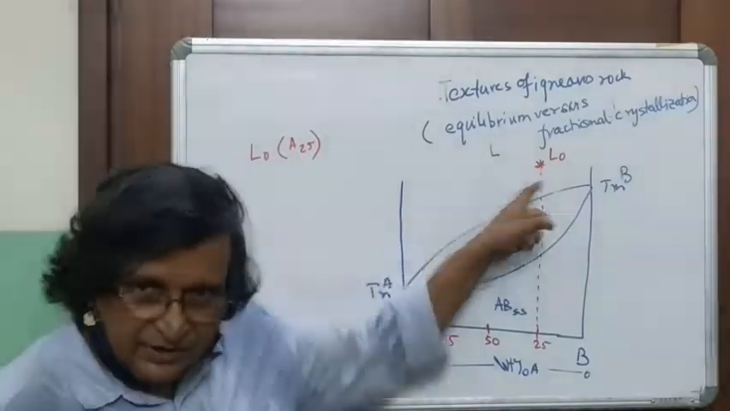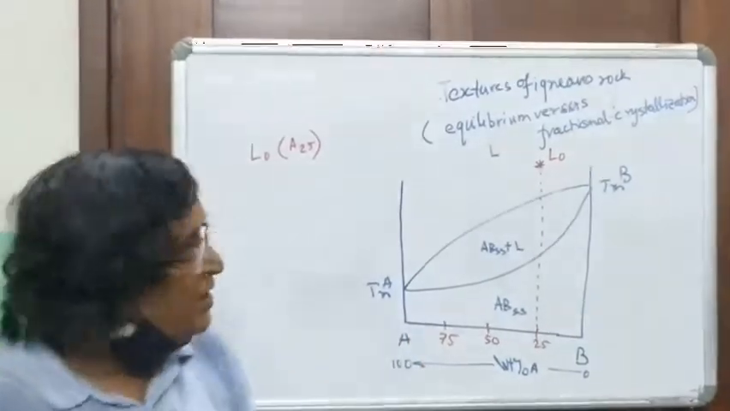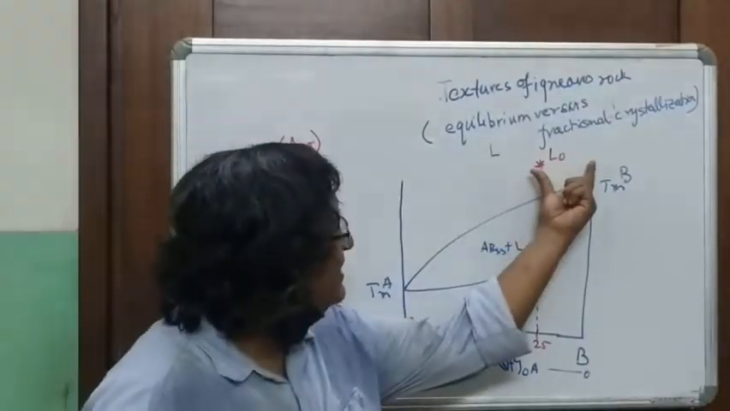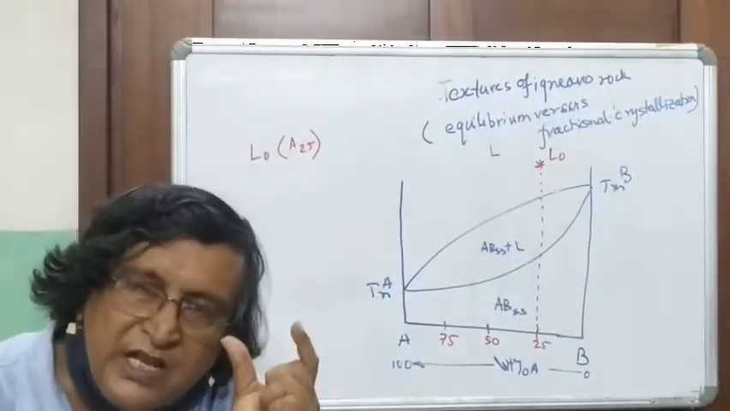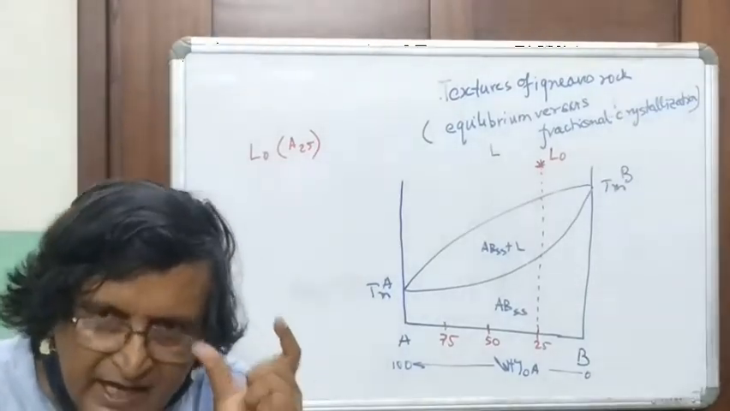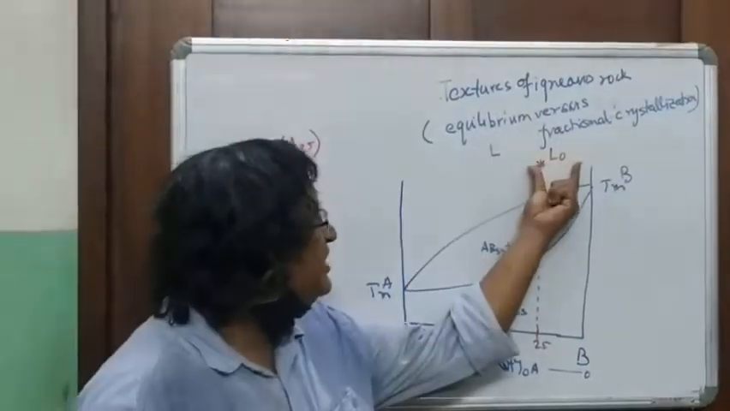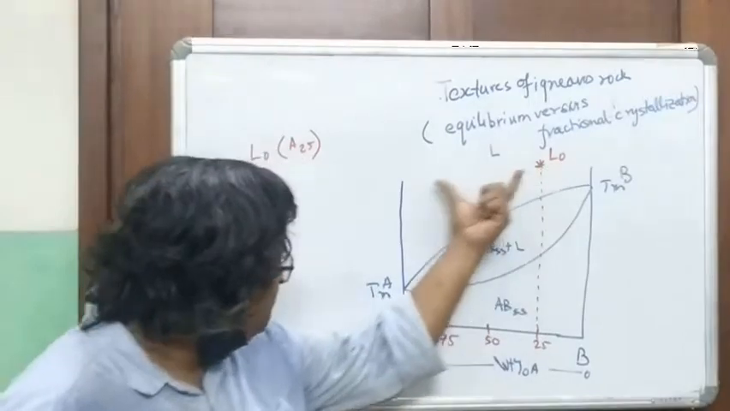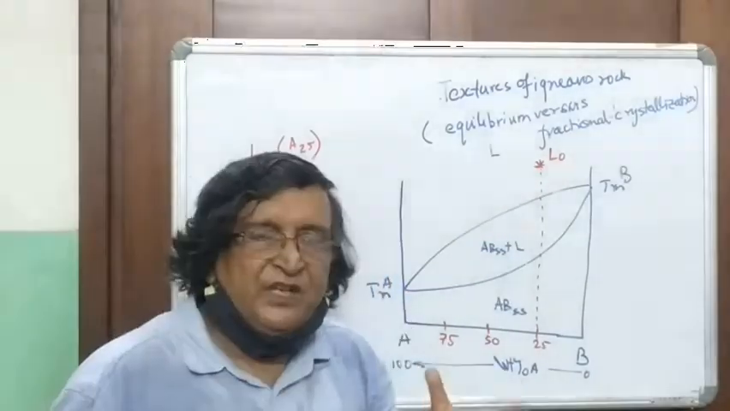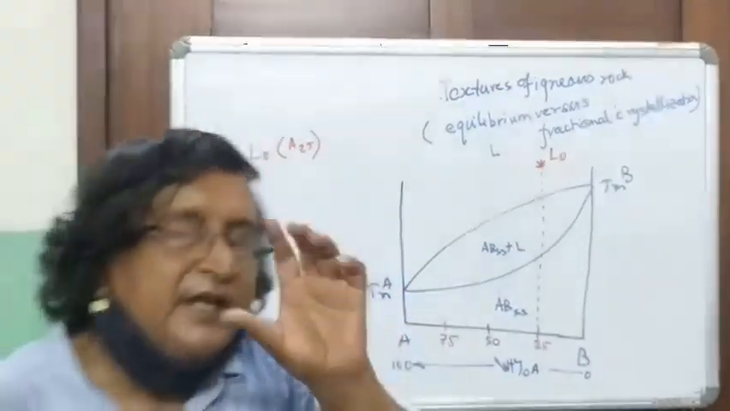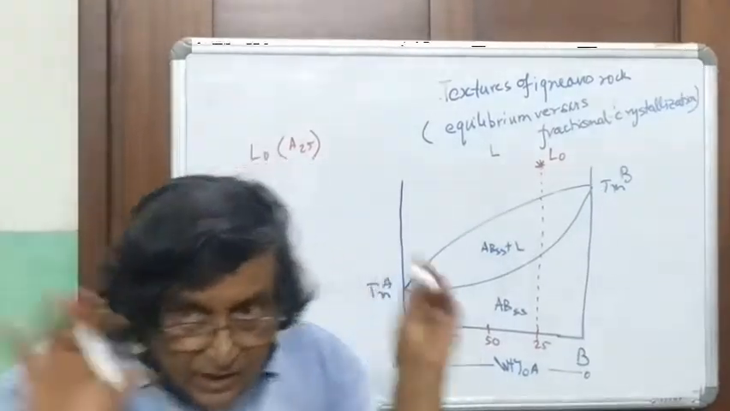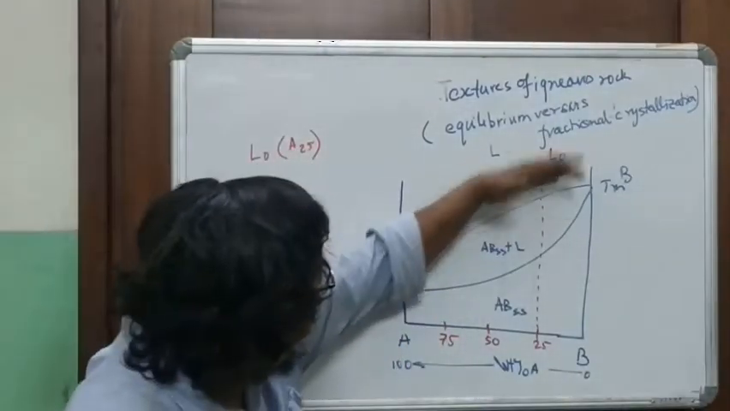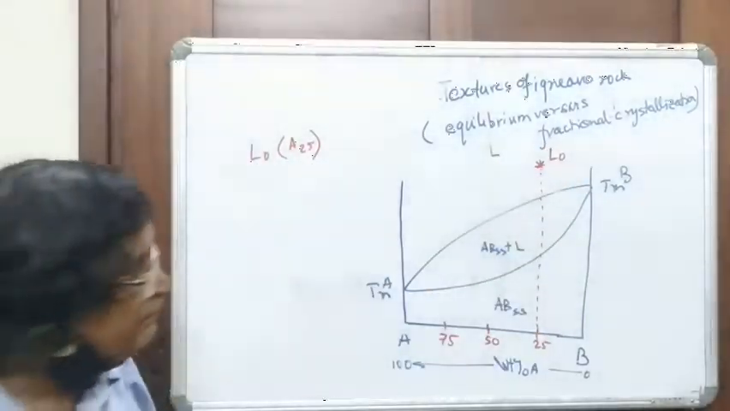L0 is a melt. It doesn't have a crystal. It has a melt where the percentage of A component in the melt is 25%, and B component in the melt is 75%. There are no crystals because the temperature is above the liquidus.